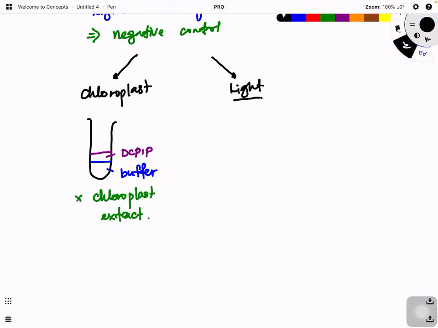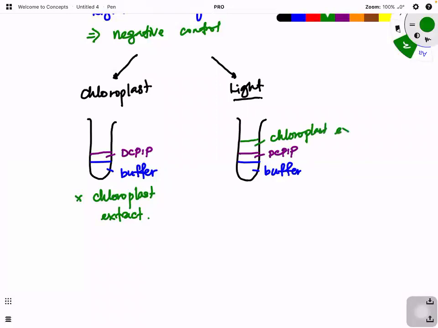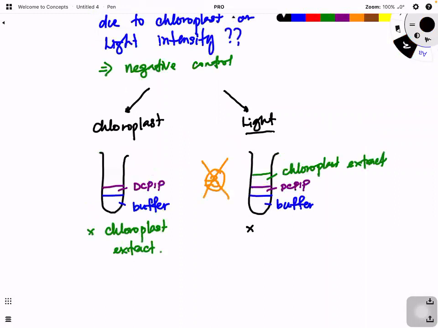So in this case, we're going to do what? A tube with buffer solution, with DCPIP, and we put in the chloroplast extract, but no light. Can you see that, in the dark room? In this case, you won't see any decoloration if, let's say, it is because of the light. So we need to set the negative control.